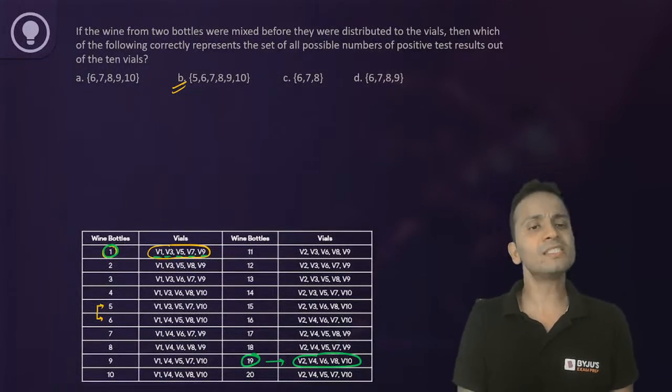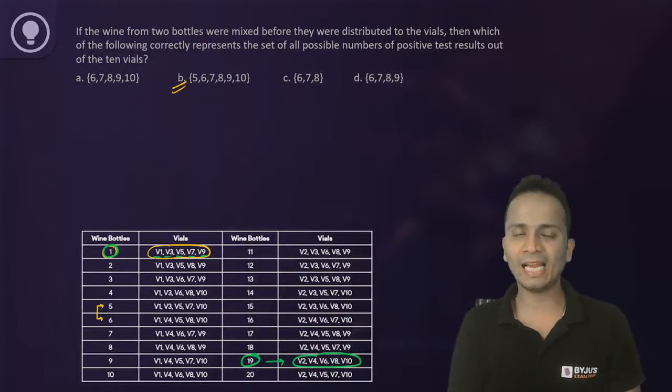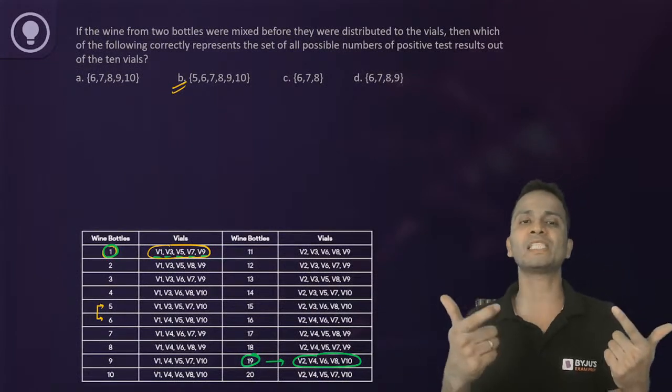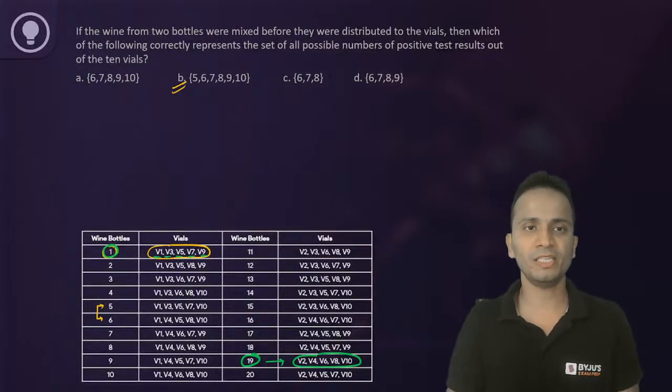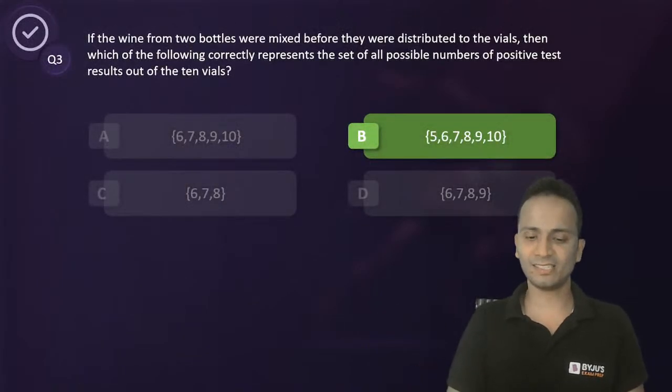Okay, so now I can say that all the 10 vials will show positive test result, and the answer will have a minimum number of 5 vials and maximum number of 10 vials, between which it can be any possibility. So the most appropriate answer to mark will be option B, and that is the correct answer.